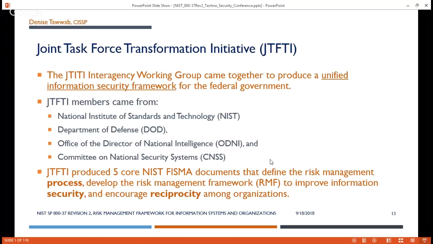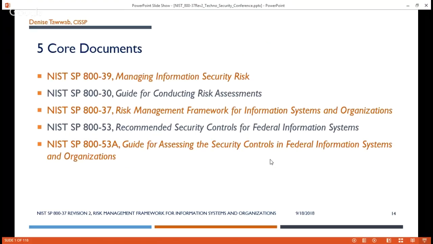You think about all the thousands of federal entities that you have. If we can get them on the same page with respect to managing risk, then we can trust each other's handling of our information security systems and our data. So the 5 core documents are 839, Managing Information Security Risk. I've done videos on that. You can find them on my YouTube channel.